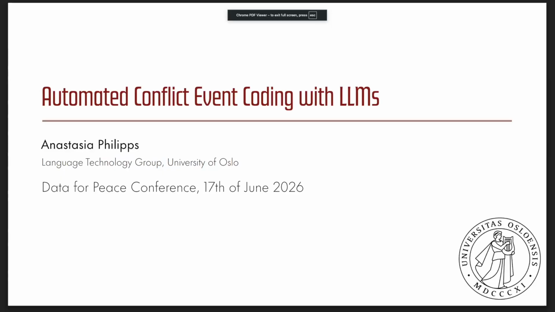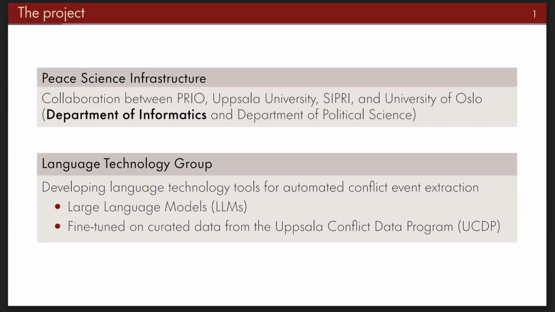Thanks. So yeah, today I'll be talking about our work on automated conflict event coding using large language models. First of all, this project sits within a larger initiative called the Peace Science Infrastructure, which is a collaboration between PRIO, Uppsala University, Cypria, and the University of Oslo, specifically our Department of Informatics and also the Department of Political Science. The goal of the language technology group, which I represent, is to develop tools to automate the extraction of conflict events from text.